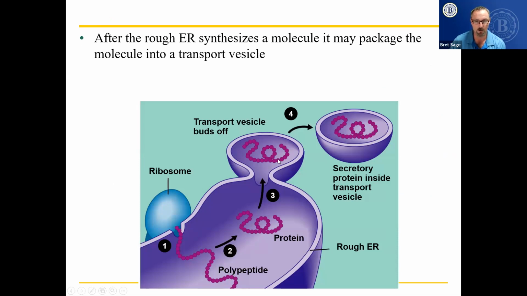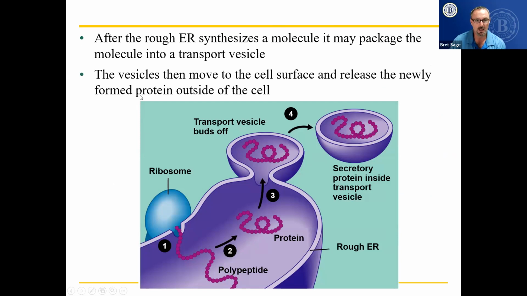The protein is put into a transport vesicle, which is a bubble, and then shipped off somewhere else in the cell, often to the Golgi. The vesicles then move to the cell surface and release the formed protein outside the cell. So this can either go directly from the rough ER and dump it, or it goes to the Golgi, which helps fold it up, finish its construction, and then dump it to the outside.